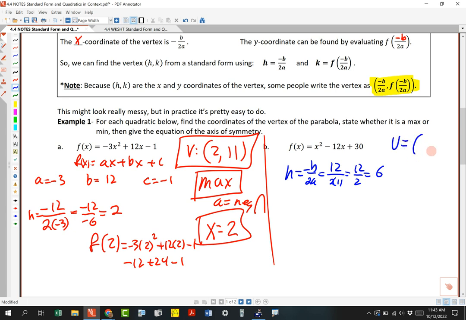I can automatically start writing down what the vertex is. The vertex is going to be 6 comma something. The axis of symmetry is going to be x equals 6. I've already got that much. Now I just need to figure out what f of 6 is. I got negative 6. Is that right? Is that what you got? Negative 6? Because you get a positive 36, you get a negative 72, and a plus 30. So we get negative 6.